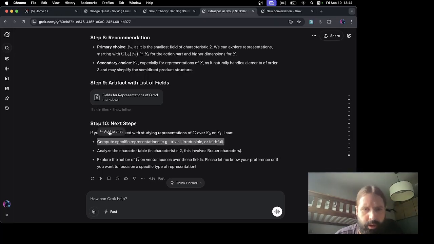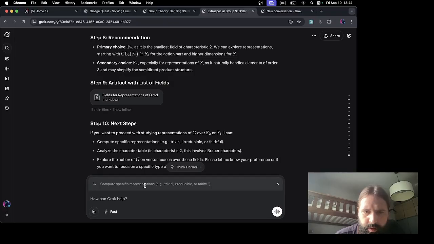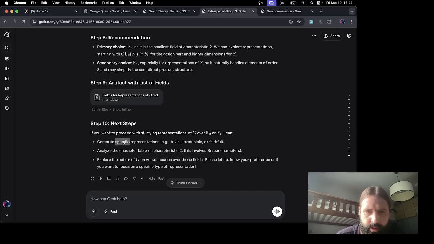Okay, oh, look at these. Oh, that's nice. Add to chat. Okay, compute representations. Yeah, let's do that. Okay, what happens if I do these? Okay, it just adds it like these. Interesting. Let's just do these.